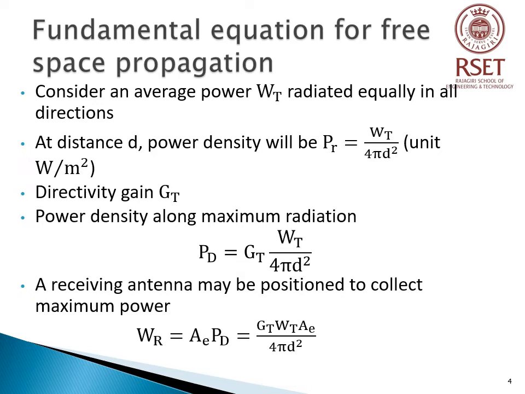And let's assume that the directivity gain is GT. That is, it is a ratio of actual power density along the main axis of radiation of the antenna to that which would be produced by an isotropic radiator at the same distance fed with the same input power. Therefore, power density along the maximum radiation is PD is equal to GT into WT by 4 pi d square. And let's assume that a receiving antenna is positioned to receive the maximum power, and let WR be the power received and AE be the effective aperture area. Therefore, WR is equal to AE into PD, which is equal to GTWT into AE by 4 pi d square.